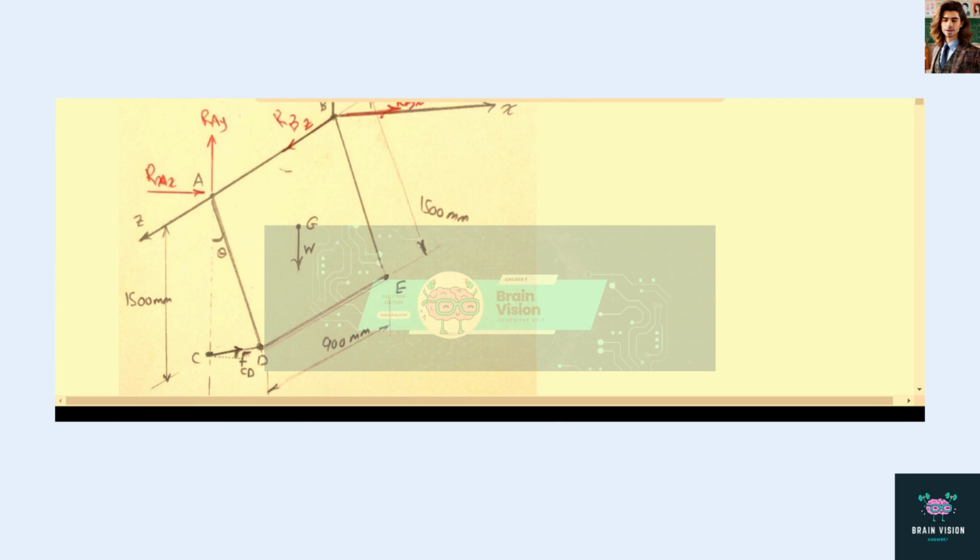Here, storm window dimensions are 900 by 1500 mm. M is equal to 10 kilogram. Magnitude of CD is equal to 600 mm. The hinge at A does not exert any axial thrust.